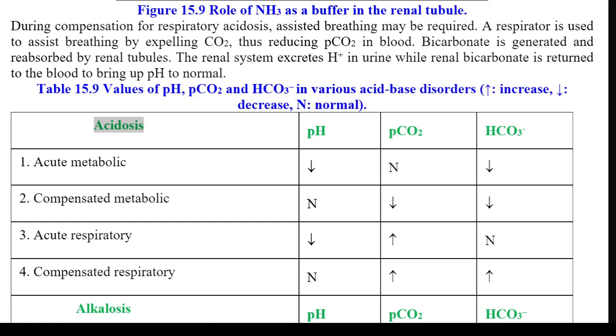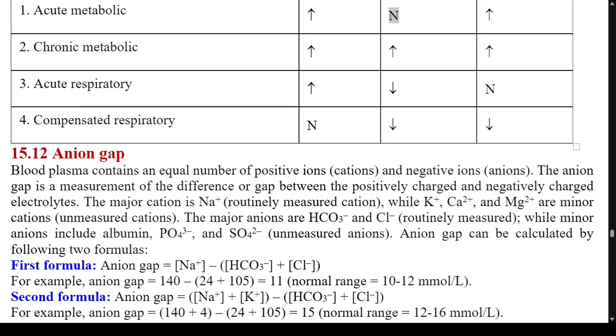normal. Acidosis. pH. PCO2. HCO3. 1. Acute metabolic. N. 2. Compensated metabolic. N. 3. Acute respiratory. N. 4. Compensated respiratory. N. Alkalosis. pH. PCO2. HCO3. 1. Acute metabolic. N. 2. Chronic metabolic. 3. Acute respiratory. N. 4. Compensated respiratory. N.